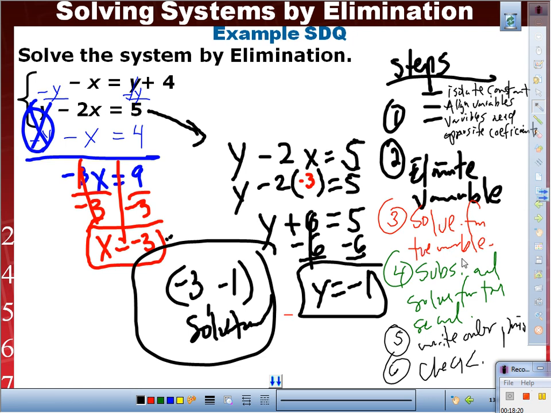And let's go, yes. Solve for the variable. So clear? What page is it on? 309? It's page 309, right? Substitute and solve for the second variable. Page 309.